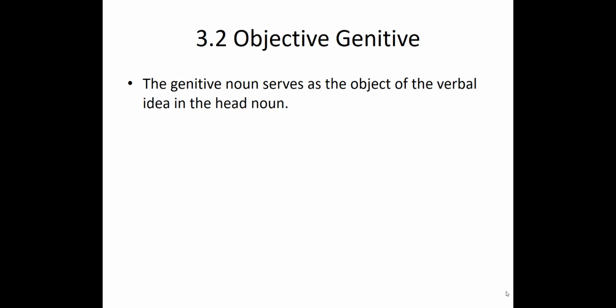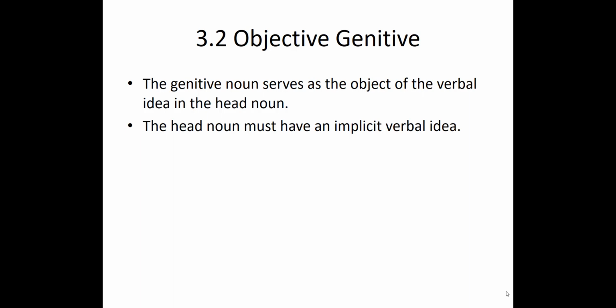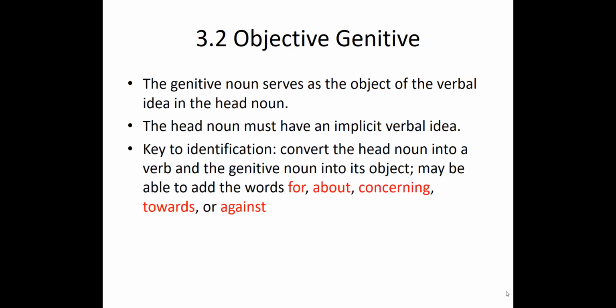So now let's look at some objective genitives. With this, the genitive noun is the object of that verbal noun. It receives the action. And again, the head noun has to have an implicit verbal idea. So what you do is you try to convert that head noun into a verb and convert the genitive into its object. You might be able to add the words for, about, concerning, towards, or against.